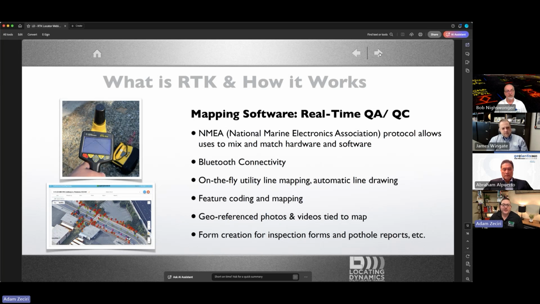On-the-fly utility line mapping, automatic line drawing can occur in this as well. You can set your feature codes and your mapping codes however your company wants, or there's some default codes as well. You can georeference photos and videos tied to your map with some of the software, and you can create forms and inspection forms for pothole reports, etc.